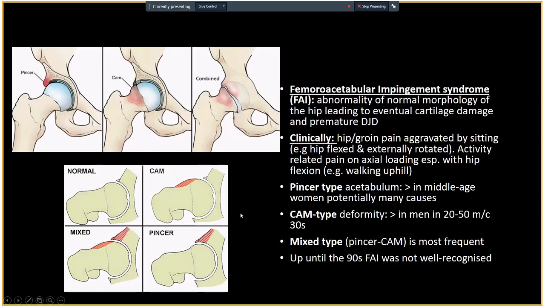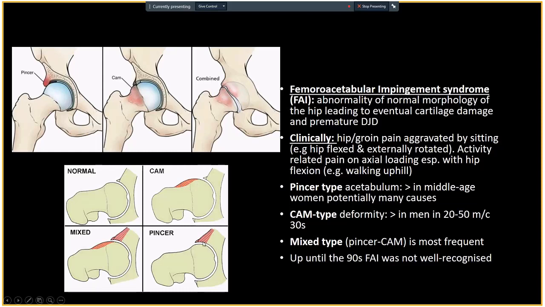Now, when you deal with FAI, typically we have cam type deformity, which is really just a dysplastic osseous bump that develops with some kind of morphological changes. We don't know exactly why, but probably during development, and it seems to be a little bit commoner in men. Typically that osseous bump is located at the head-neck junction, and that's what we would call it.